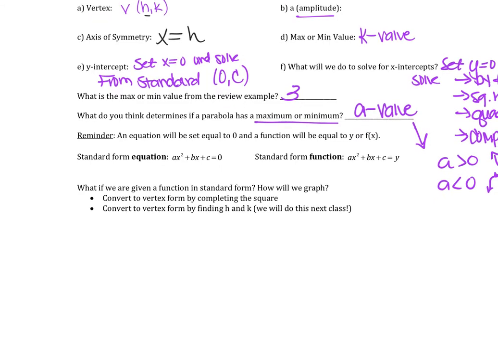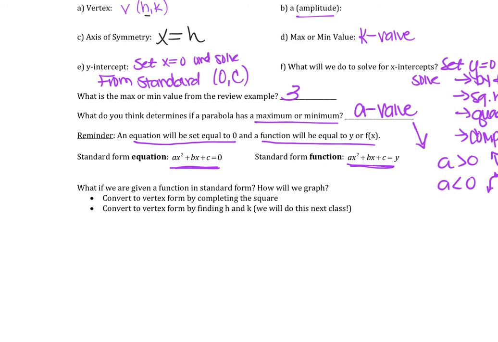One little reminder here: an equation is something that's set equal to 0, and a function will be something that's equal to y or f of x.